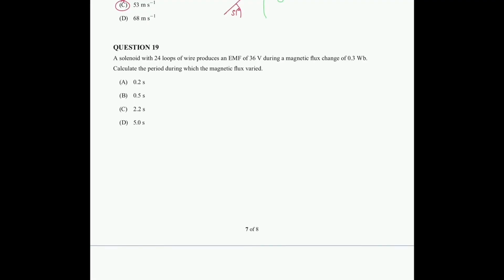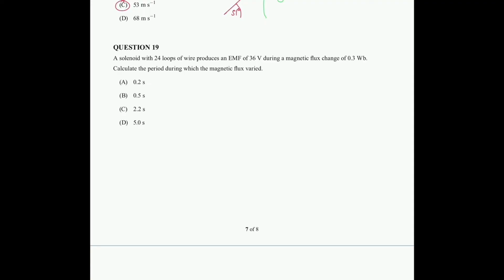Now, question 19: a solenoid with 24 loops of wire produces an EMF of 36 volts during a magnetic flux change of 0.3. Calculate the period during which the magnetic flux varied. So with this, let's think we're working in the magnetic kind of unit.